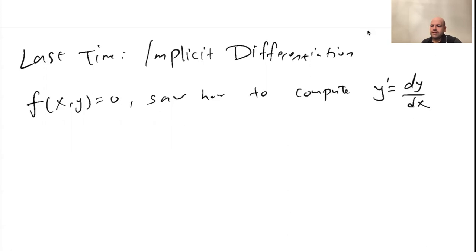So basically we said that we have to differentiate both sides of our equation using derivative rules, and the only thing we have to remember is that the derivative of terms containing y must be computed using the chain rule, meaning that they have to be multiplied with y prime. So the derivative of x squared is 2x, for example. The derivative of y squared, however, will be 2y times y prime.